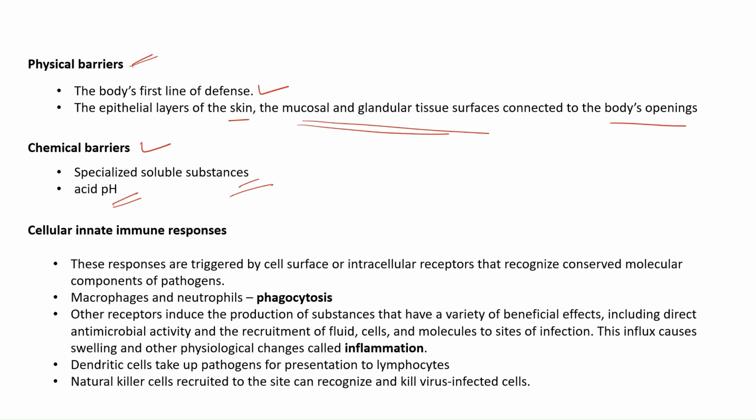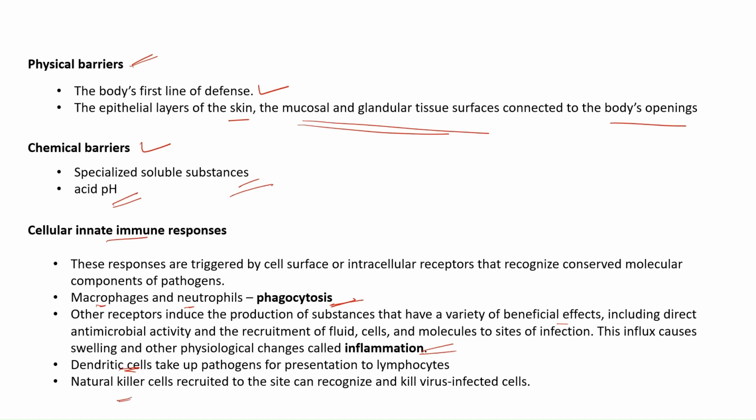Then we have some cells under the innate immune response. Mainly these are phagocytic cells, under which we have mainly macrophages and the neutrophils. Now, other receptors induce the production of substances that have a variety of beneficial effects, including direct antimicrobial activity and the recruitment of fluids, cells, or molecules to the site of infection. This influx causes swelling and other physiological changes, which we call inflammation. Even the dendritic cells also come under innate immunity. Natural killer cells also come under innate immunity.